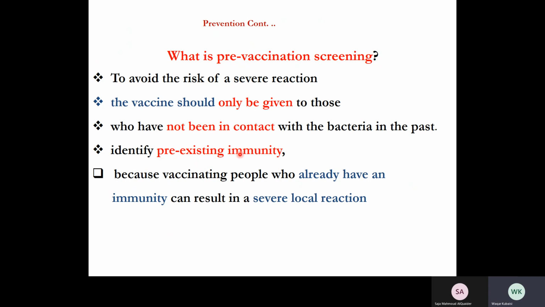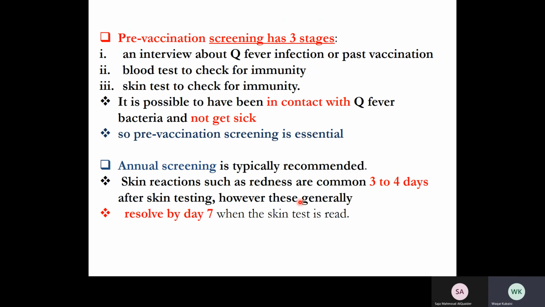Or identify pre-existing immunity. So I don't know if I am living with this or this rat. Maybe I am ill. So before giving me the vaccine, they should do a test. We will see what this test is. They should identify my immunity before giving me the vaccine, because vaccinating people who already have immunity can result in a severe local reaction, and it may threaten his life.